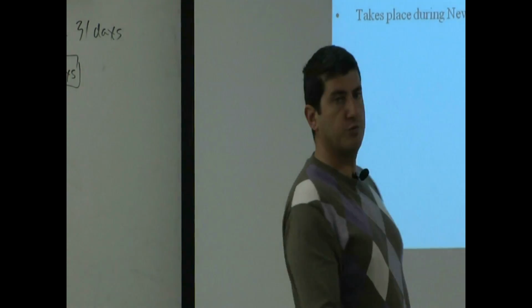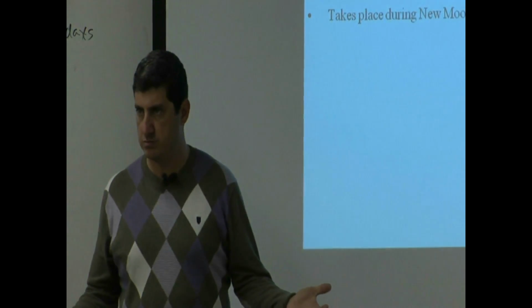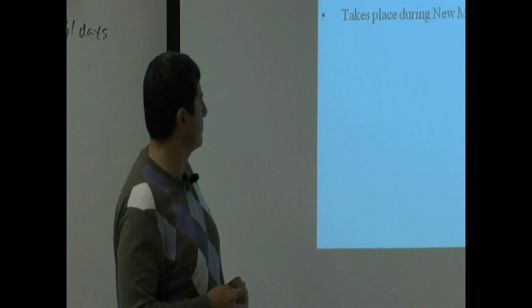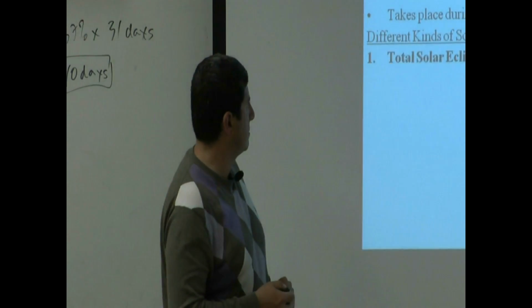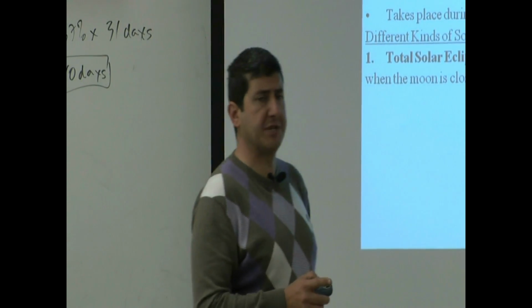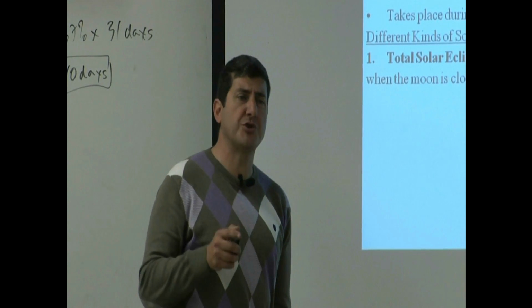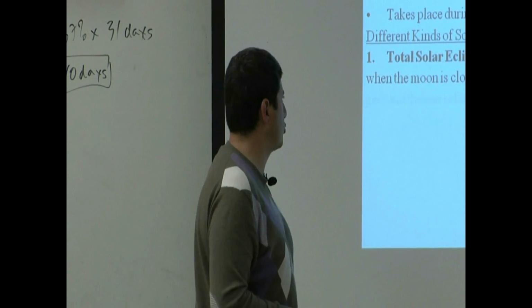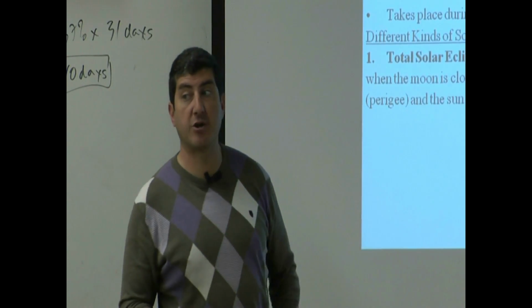And what phase of the moon must it be? New moon. Okay, because the moon's got to be between the earth and the sun. Different kinds of solar eclipses. When a total solar eclipse happens, that means the moon is close enough to us to completely cover the sun. This happens when the moon is close to us. That means the moon is at perigee.